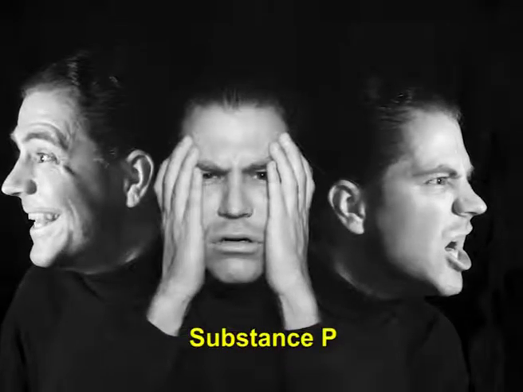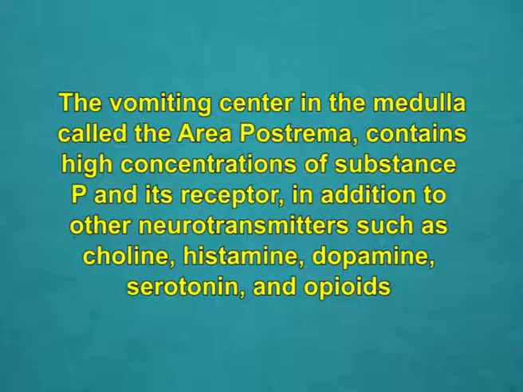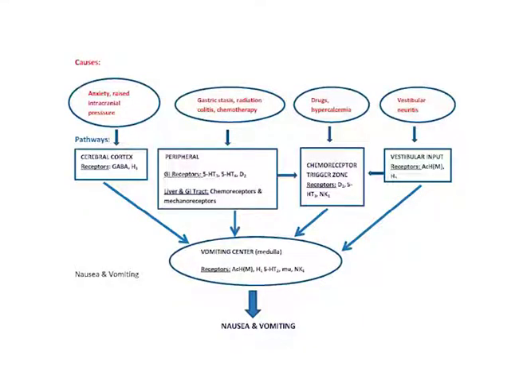and nociception. In case of vomiting, the vomiting center in the medulla called the area postrema contains a high concentration of substance P and its receptor, in addition to other neurotransmitters such as acetylcholine, histamine, dopamine, serotonin and opioids. Their activation stimulates the vomiting reflex. Different emetic pathways exist, and substance P NK1R appears to be within the final common pathway to regulate vomiting.